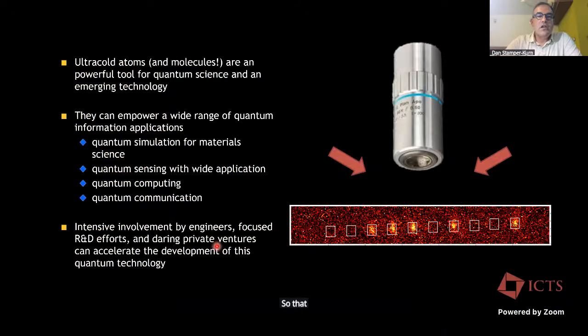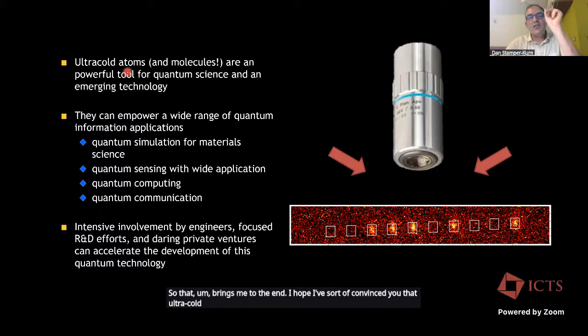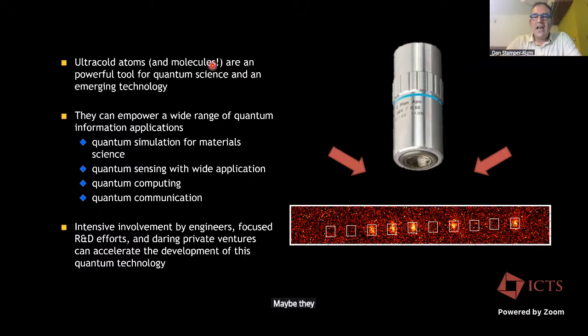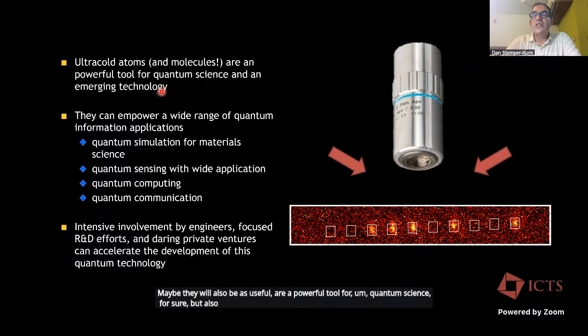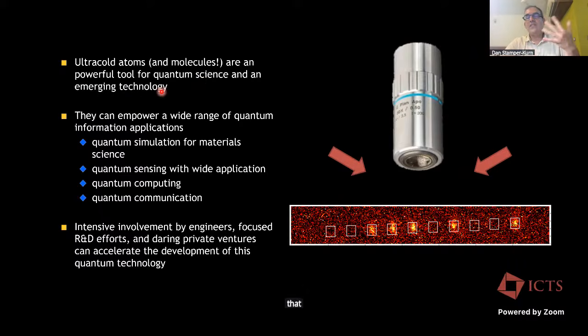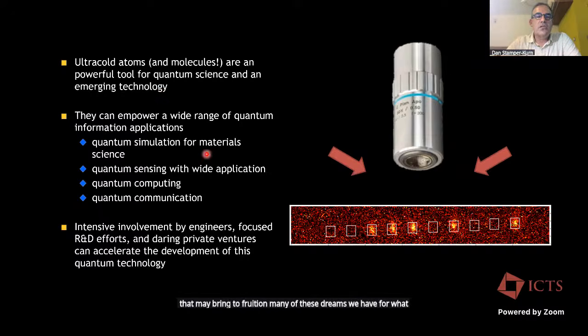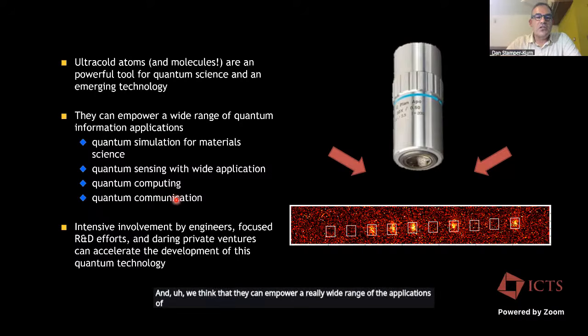So that brings me to the end. I hope I've convinced you that ultracold atoms and molecules are a powerful tool for quantum science for sure, but also an emerging technology that may bring to fruition many of these dreams we have for what quantum technologies can do. And we think that they can empower a really wide range of the applications of quantum information science.